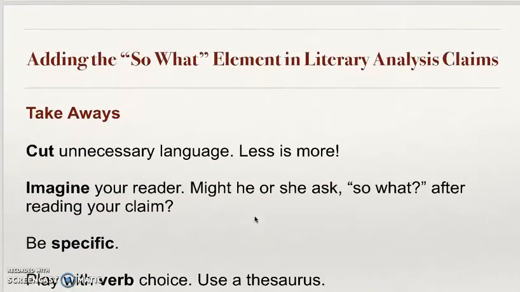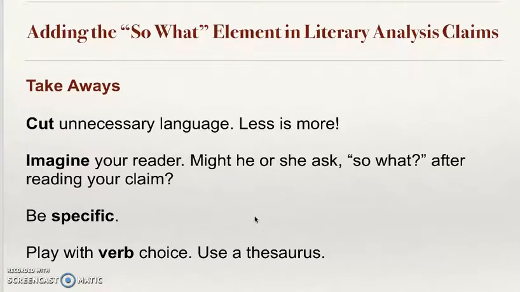Okay, so some quick takeaways when we're thinking about our topic sentences and thesis statement. On a general note, cut language. Less is more. So by far when I'm working with students, the first thing that I do is I just start deleting words. See if you can get rid of words and get rid of any extra clutter in your sentences to really make the arguments that you have crisp.